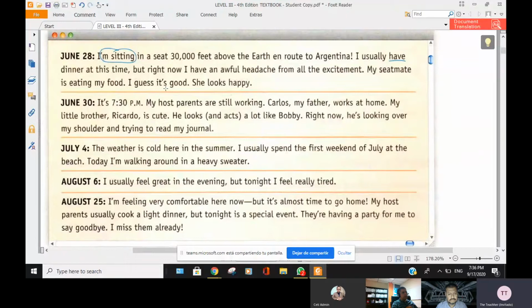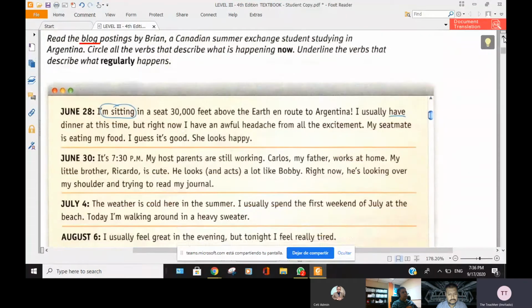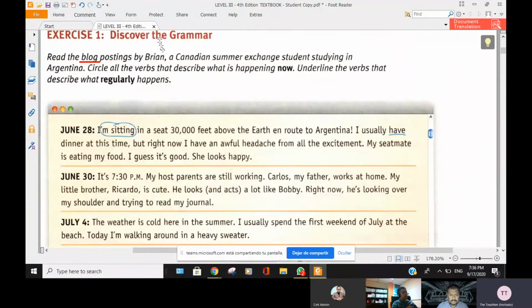B-L-O-G. Okay, so here we see a blog posting by Brian, somebody named Brian. He's a Canadian summer exchange student, right?